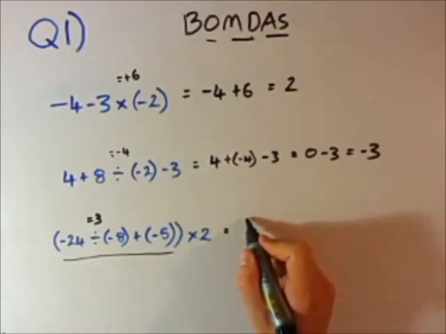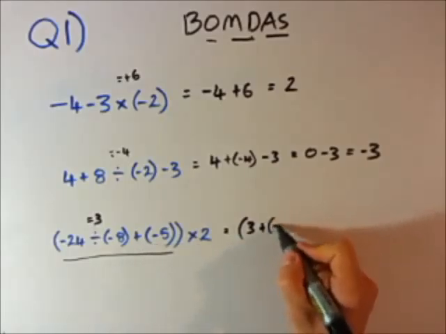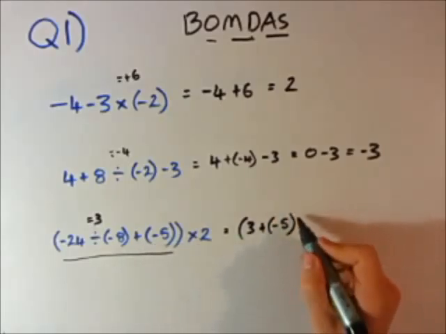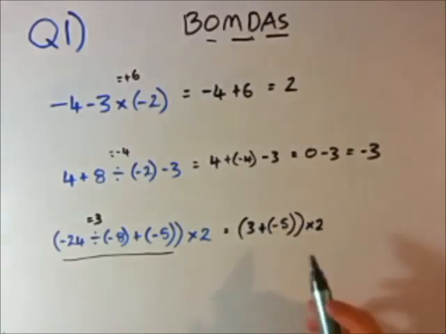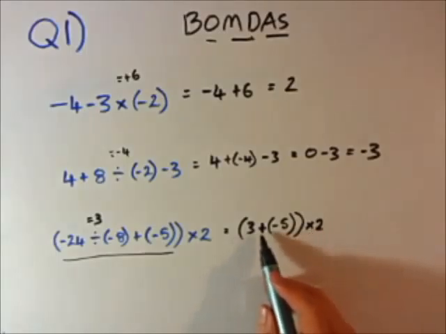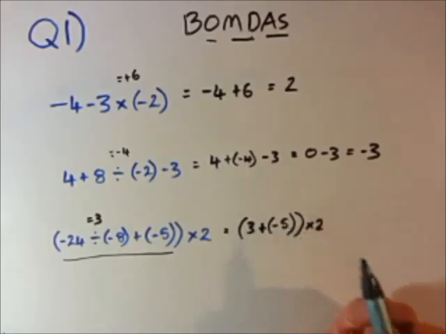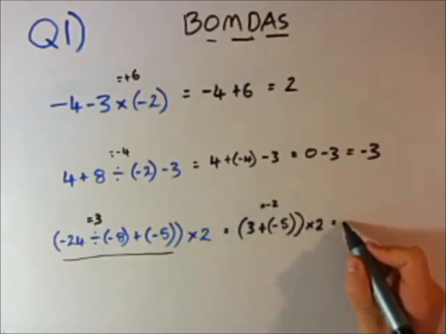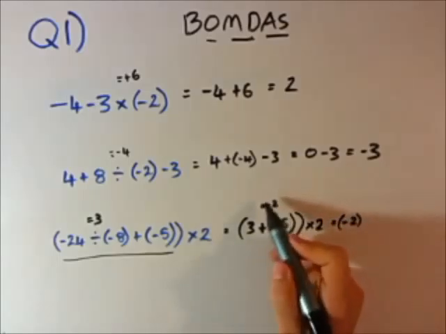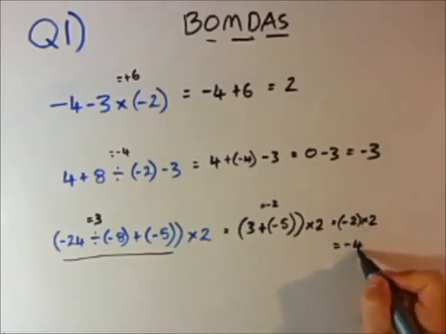So I'm going to write this as 3 plus -5. Now I'm going to close the bracket, times 2. So this is what we have so far. Now usually a multiplication would come first before the addition, but we need to do the brackets first. So we need to do this 3 plus -5. 3 plus -5 is the same as saying 3 minus 5, and that's -2. So we have -2, I'll write it in brackets, times 2. -2 times 2 is -4.